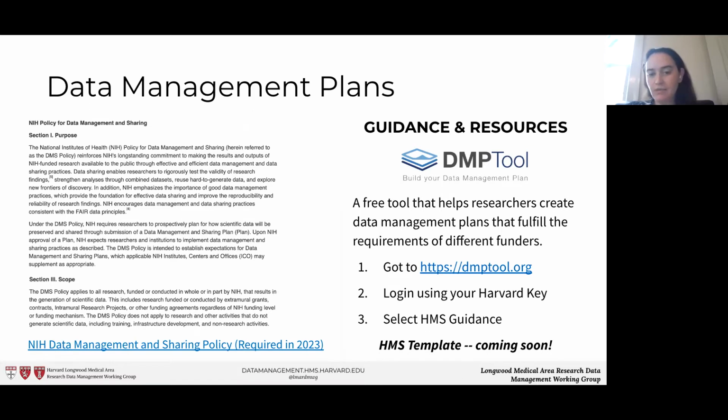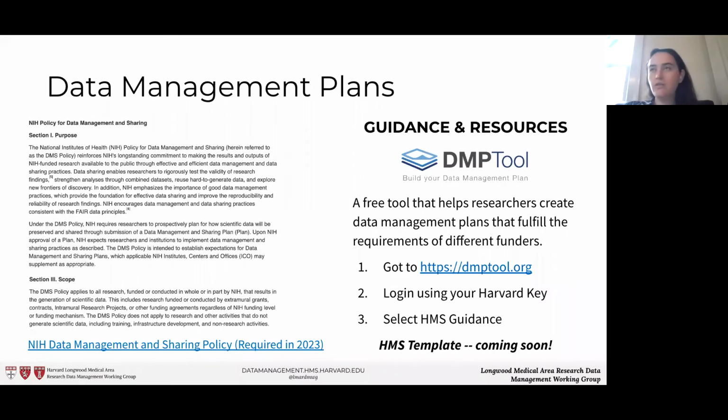They have a lot of great templates that are sponsor specific. Not one necessarily yet for this new NIH policy, since it's still a relatively new development. But what we decided to do is take one of those templates and leverage some of the functionality in the DMP tool to add some example text, as well as links to Harvard-specific resources.